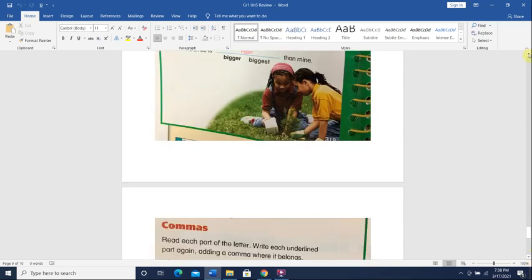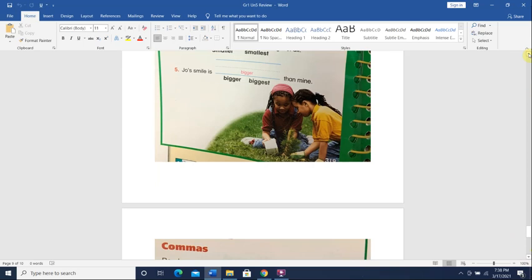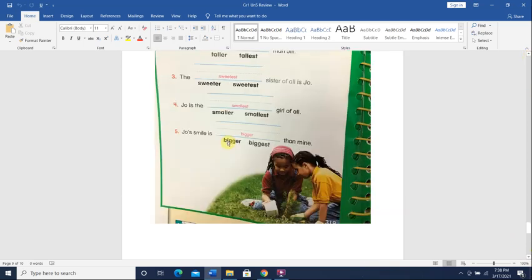Number 5, Jo's smile is bigger or biggest than mine. Here we have the word than, and when we read it, we compare between Jo and mine. We're comparing Jo's smile and my smile. So Jo's smile is bigger than mine.